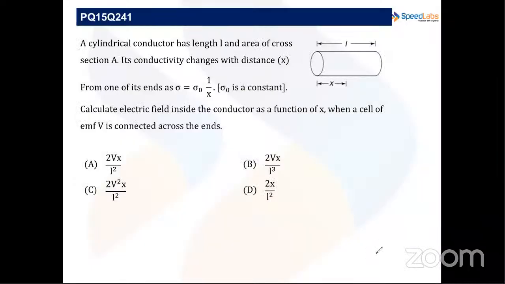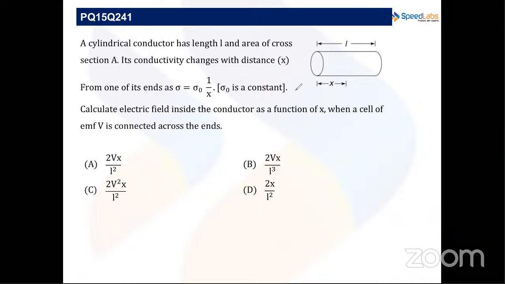Okay. So a cylindrical conductor has length L, cross-section area A. Its conductivity changes with distance x as a function sigma equal to sigma naught into 1 by x, where sigma naught is a constant. Calculate the electric field inside the conductor as a function of x. So we need to calculate E. Now there is Ohm's law that J is equal to sigma E. So I have to find E, so I'll talk about J.